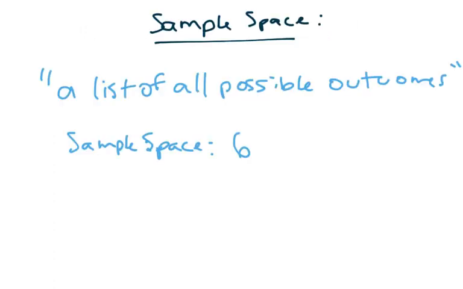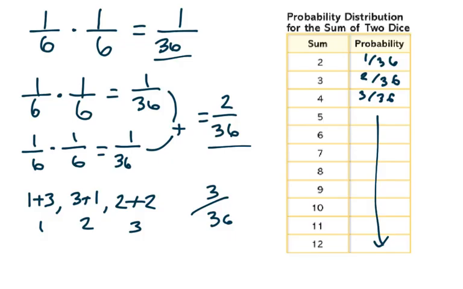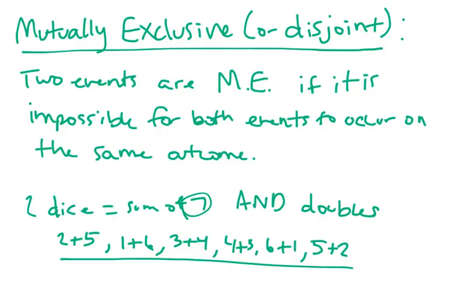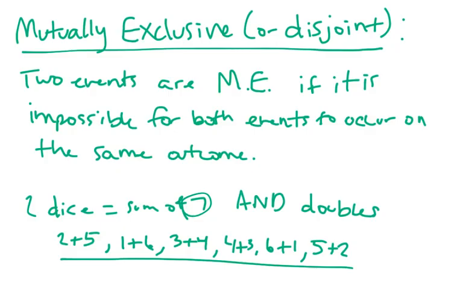We talked about sample space, right? It's a list of all possible outcomes. Equally likely events is the fact that each outcome has the same probability. Probability distribution is a table, really, that displays all the probabilities of your specific situation. And if I were to scroll up, probability distribution, it's a description of all possible numerical outcomes of a random situation. And then we got to mutually exclusive or disjoint, which means that two events are mutually exclusive if it is impossible for both events to occur on the same outcome.